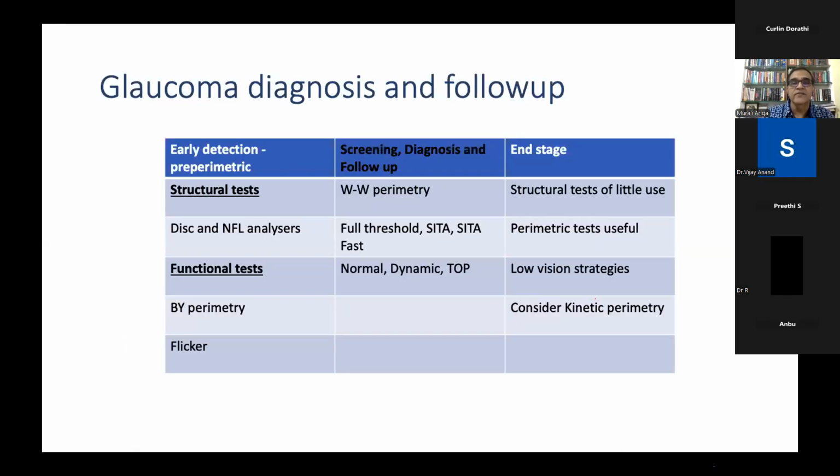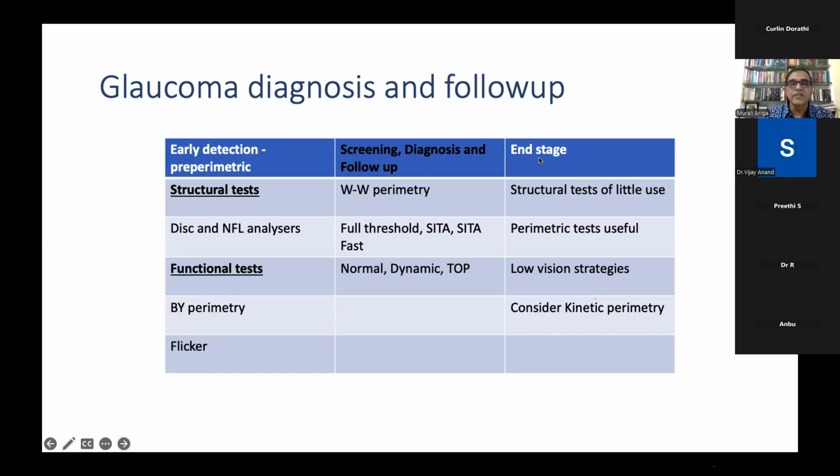In the diagnosis and follow-up of glaucoma, early detection is done using structural tests like the disc and RNFL analyzers, like the OCT and so on. Functional tests like blue-on-yellow perimetry and flicker have been used in the past, but with the advent of the OCT, we no longer use blue-on-yellow perimetry. In the screening, diagnosis, and follow-up of glaucoma, we use white-on-white perimetry, like the SITA Standard, SITA Fast, and so on. And on the Octopus, we have the normal strategy and dynamic strategy, which you already mentioned.